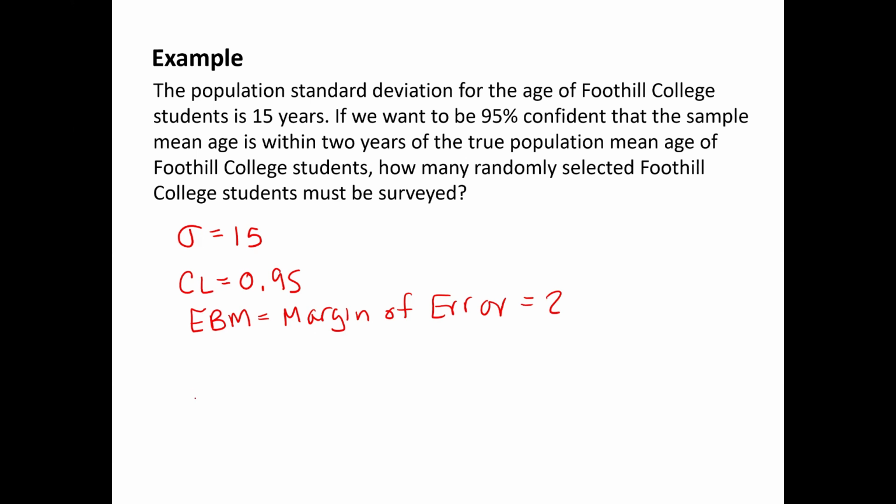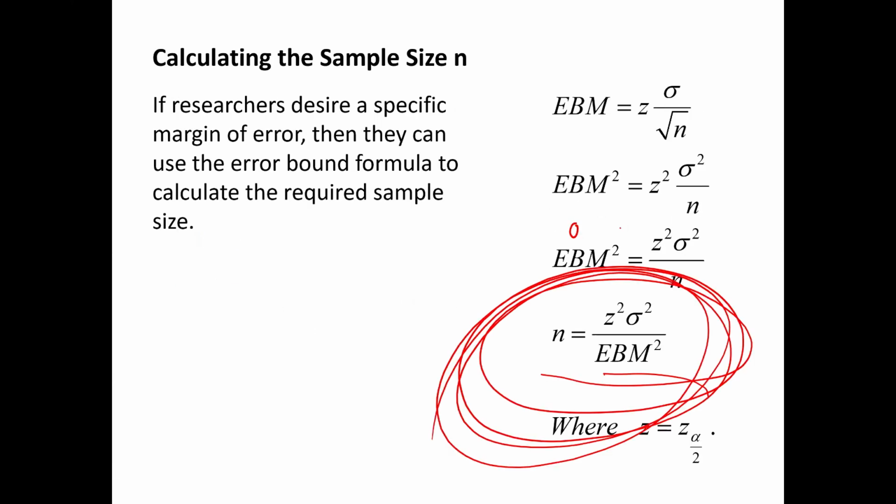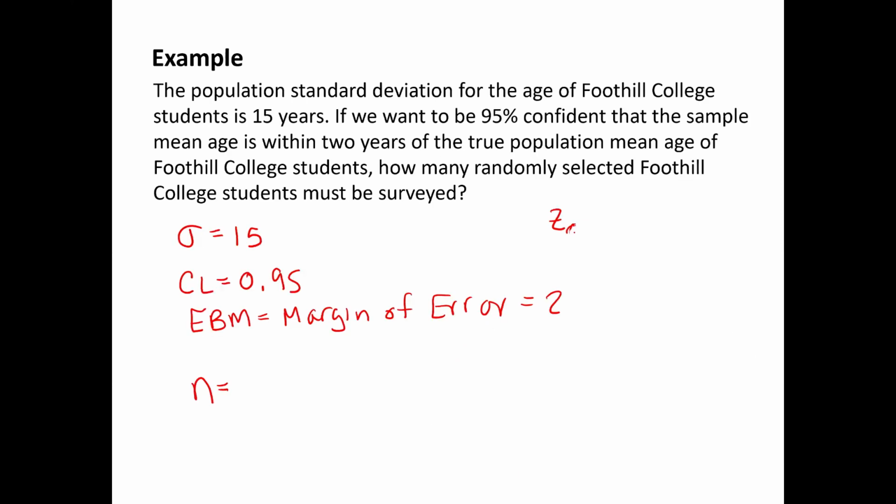Okay, so how do I calculate this? Well, I need to know Z. So Z for a 0.95 confidence level, what was that? Did you write that down? 1.96. So that was something we calculated earlier.